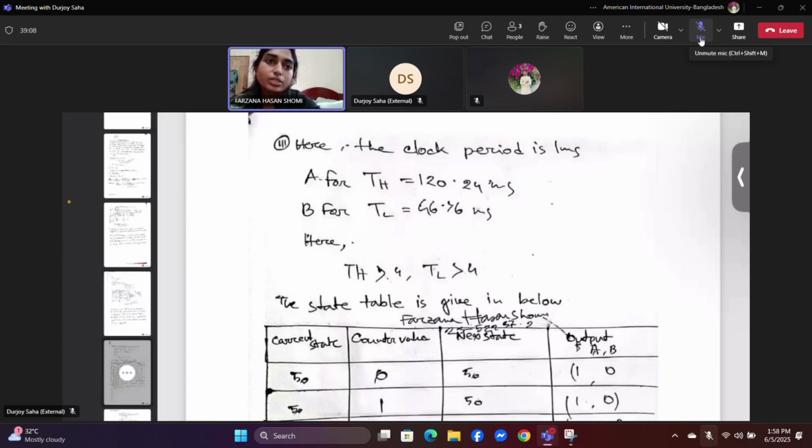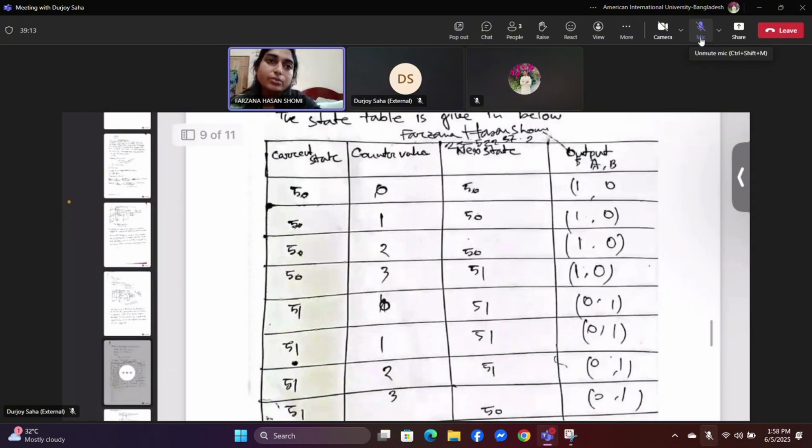It shows how the system behaves based on current states and input counter values. There are two main states, S0 and S1. The system transitions between these states depending on the counter value. For instance, while in state S0 and for counter values 0 to 2, it remains in S0 and produces an output of 1, 0. However, at counter value 3, the state changes to S1.